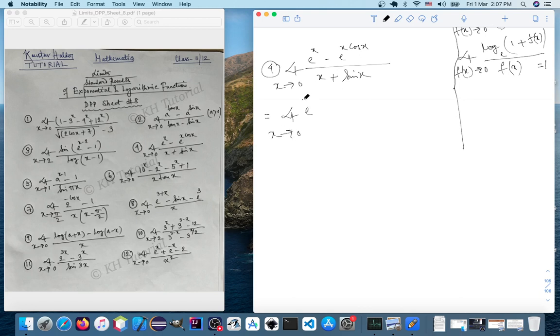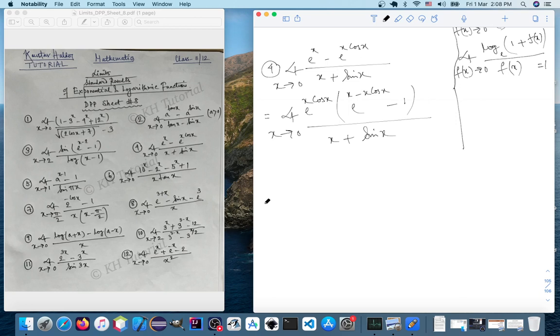And we get e to the power x cos x times e to the power x minus x cos x minus 1. It is important to check that when we are applying this method, the function f(x) in the power must tend to 0 at the given tending value of x. So at x tending to 0, this is definitely 0.